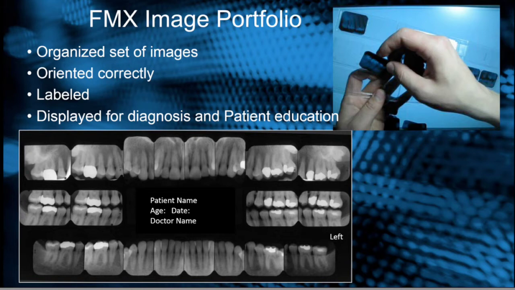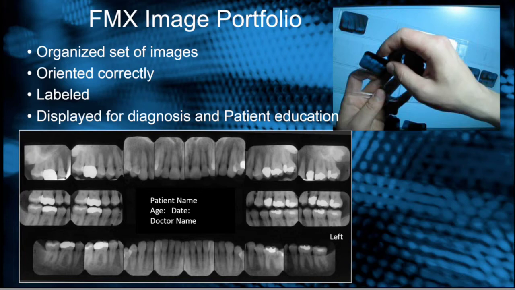And to put it down to the simplest terms, a full mouth image portfolio is an organized set of images where all the films are laid out correctly, the dots are facing the right way, it's labeled with the patient name, the date, and the doctor name, maybe the age of the patient. And we also have the left and the right markers put on there so we know what side's left and what side's right. And the full mouth image portfolio is laid out in a way that is displayed for diagnosis and patient education. If the films are scattered upside down and backwards, it's not really giving us the information that we're looking for.